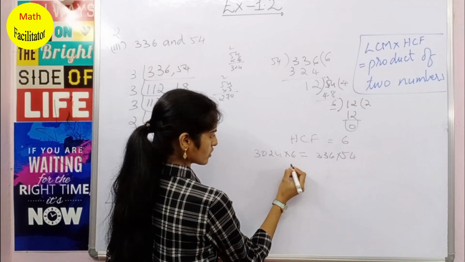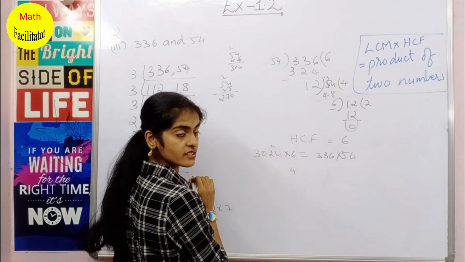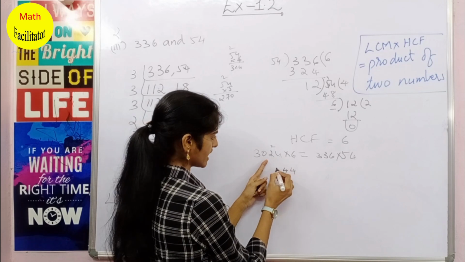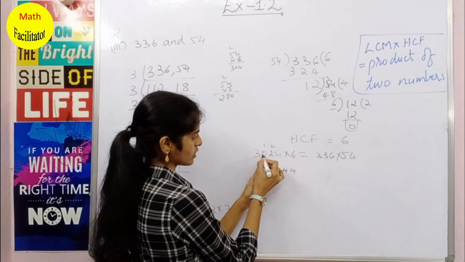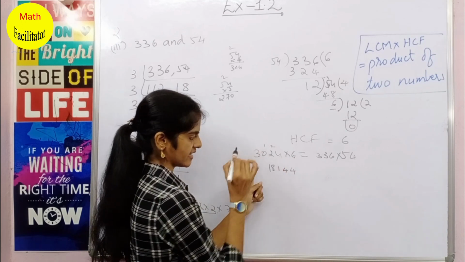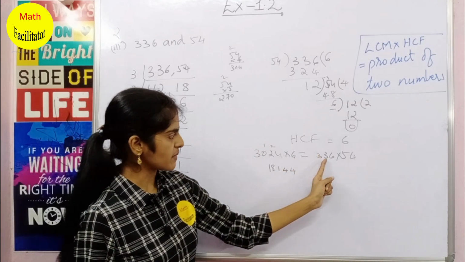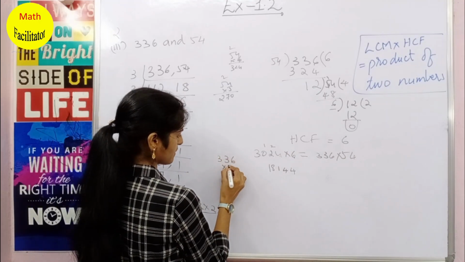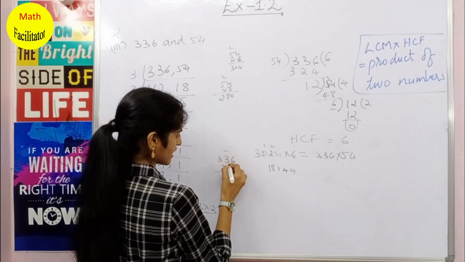So this is 6 4s are 24. 2 is carried. Now 6 2s are 12 plus 2 is 14. Okay, 1 is carried. 6 0s are 6 plus 1 is 7. Okay, 6 3s are 18. Clear? Now let us multiply these two numbers. So 336 multiplied by 54 gives you 24.